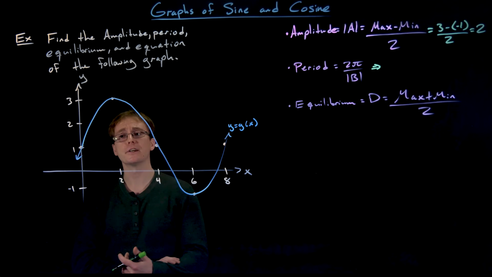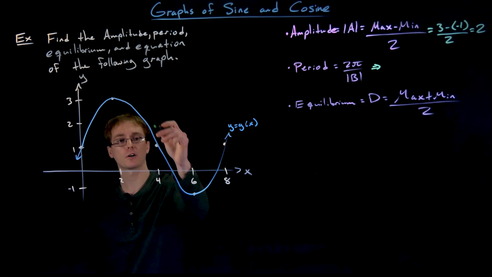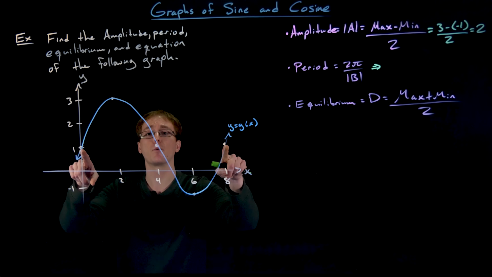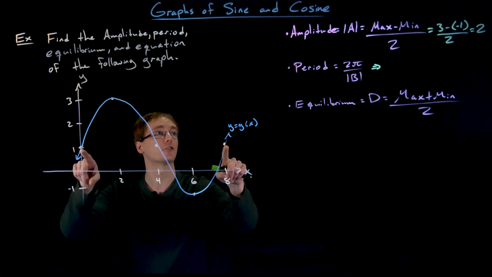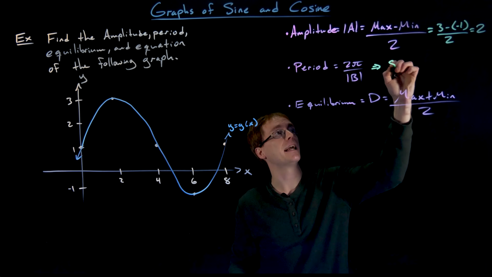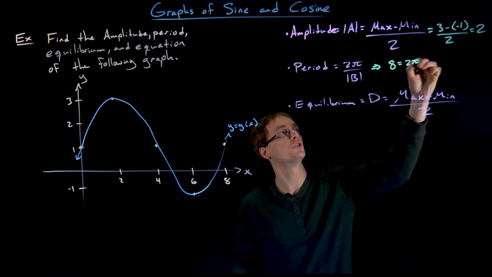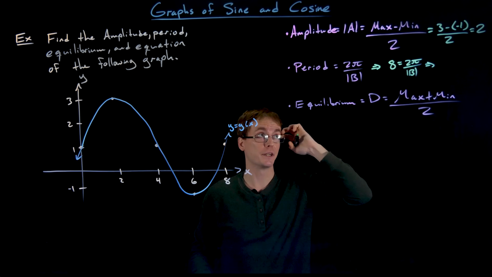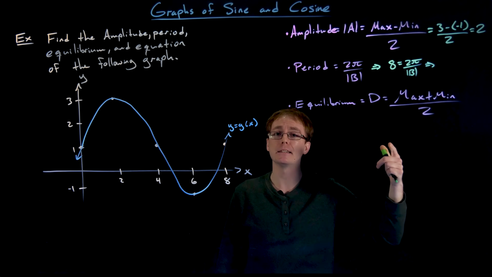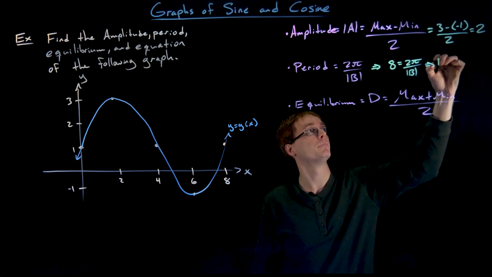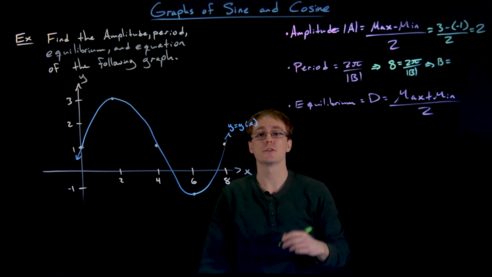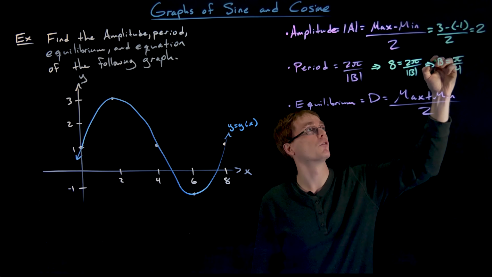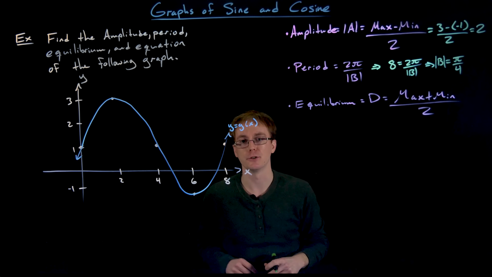Remember, a period is how long it takes before our function starts to repeat itself. And we can see essentially what we were given was the graph of one period of our function. So that is from 0 to 8. So that means 8 must be equal to 2 pi divided by the absolute value of B. So now we can multiply both sides by B and divide both sides by 8. And we see that B is equal to 2 pi over 8, which simplifies to 2 pi over 4. Technically, that's the magnitude of B.